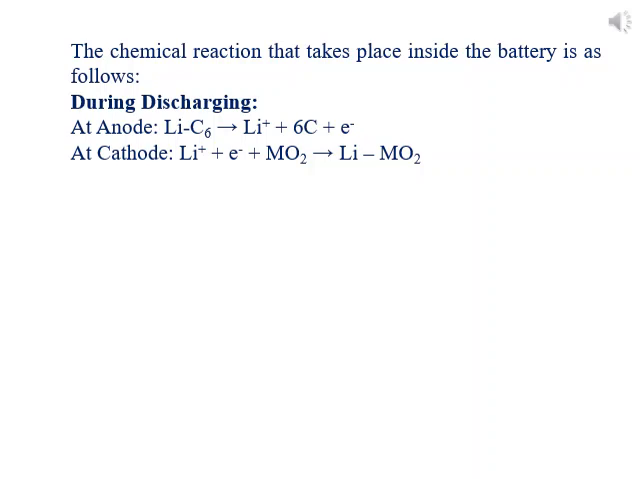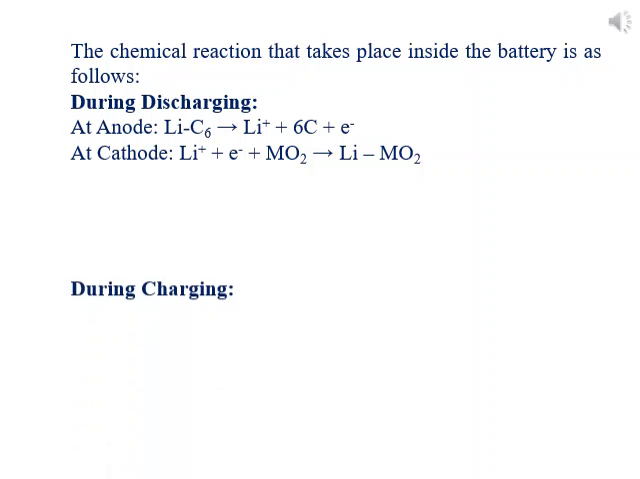Now, when we are going to charge the battery, the role of the anode and cathode will get interchanged. Earlier, during discharge, lithium in graphite layer was acting as anode and lithium intercalated in metal oxide layer was acting as cathode. Now, during charging, lithium inside the graphite layer will act as cathode and lithium intercalated inside the metal oxide layer will act as anode.